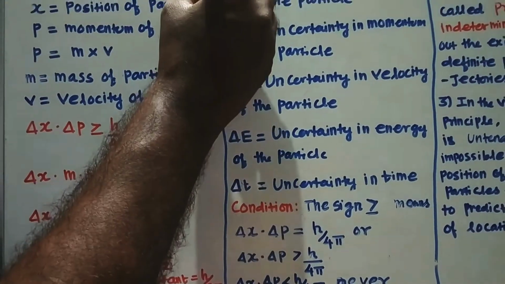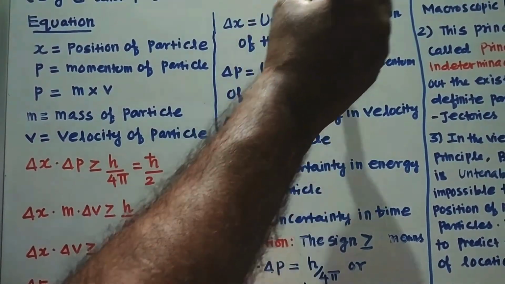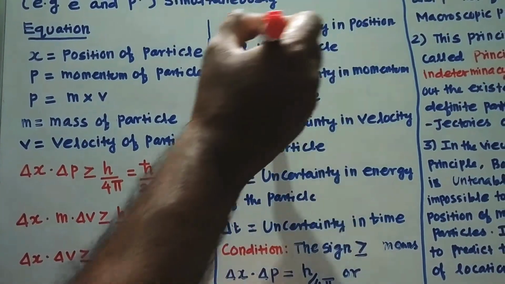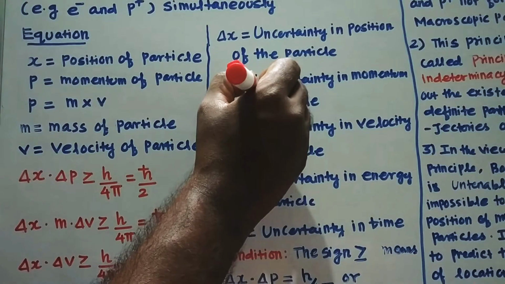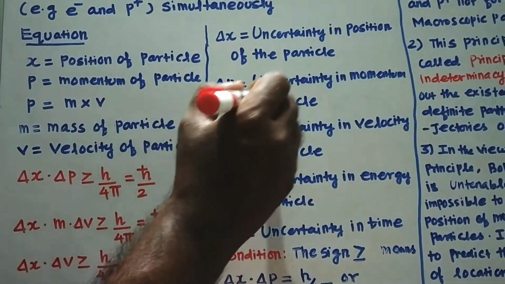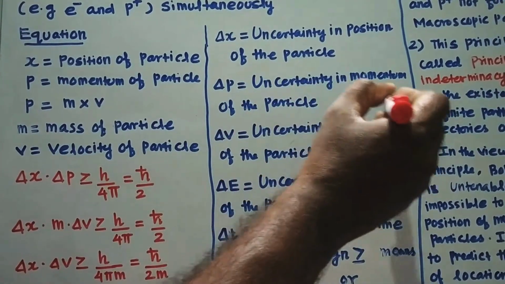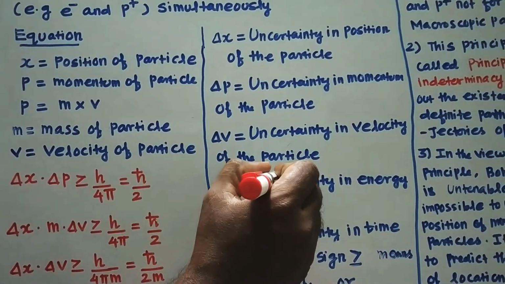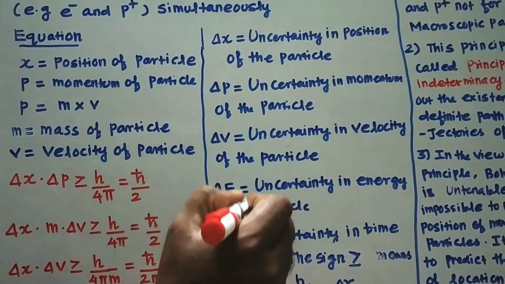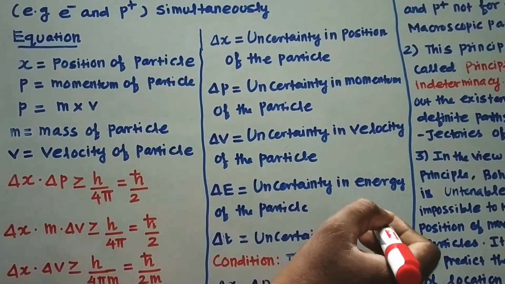Now delta x is the uncertainty in position of the particle. Delta p indicates the uncertainty in momentum of the particle. Delta v indicates the uncertainty in velocity of the particle. Delta E indicates the uncertainty in energy of the particle. Delta t indicates the uncertainty in time.